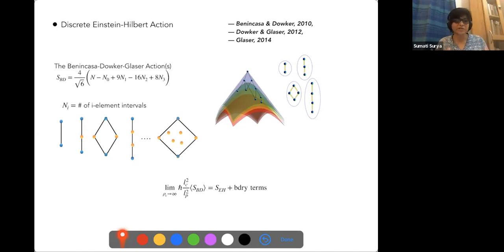And it's a very nice result that all you have to do is count these objects, and you've got the equivalent of the Einstein-Hilbert action, which, when you look at spacetimes in the limit of infinite density, you find is the same as the Einstein-Hilbert action.